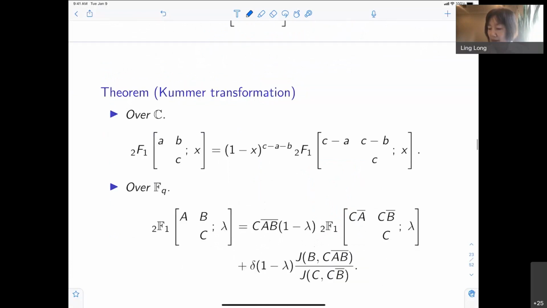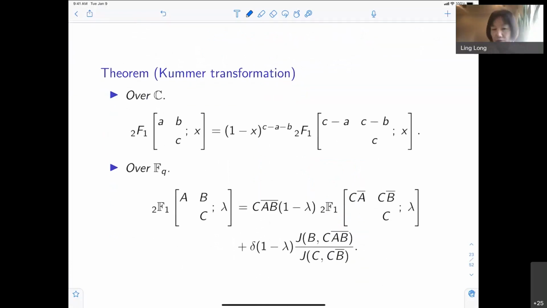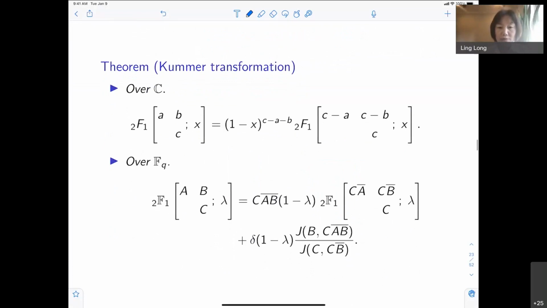The other formula I want to go over, because it will lead to one of the formulas I use a lot, is the Kummer transformation. The Kummer transformation says that 2F1 of a, b, c, and x is the same as the classical 2F1 of c minus a, c minus b, and c, with an additional factor of 1 minus x raised to c minus a minus b in front. This can be proved in several different ways, including using rigidity.